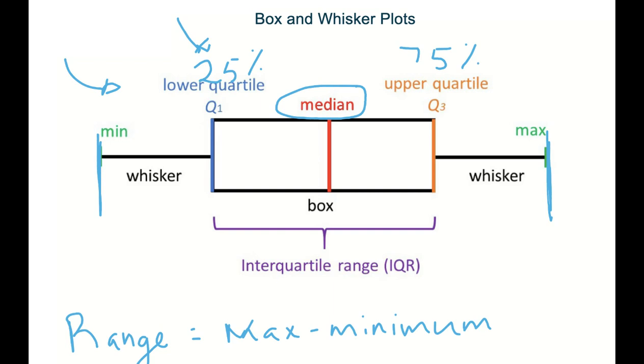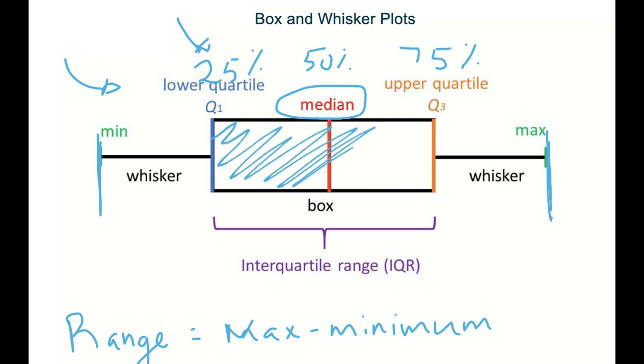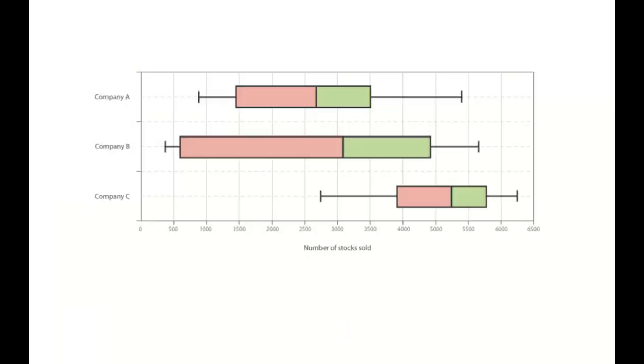We know that the median is exactly in the middle of all of our data, so we know that this is the 50% mark, which means that this box represents, if I were to shade this box, 50% of all of the data in it. It has the inner 50% between 25% and 75%, and that is what we call our inner quartile range. So now that we know how a box and whisker plot works, let's see if we can talk about the variability of box and whisker plots in an example.